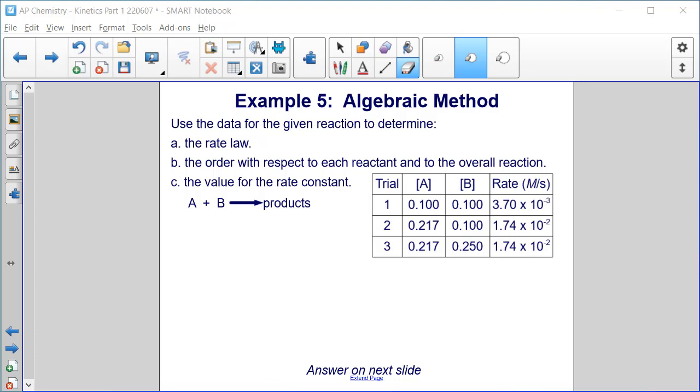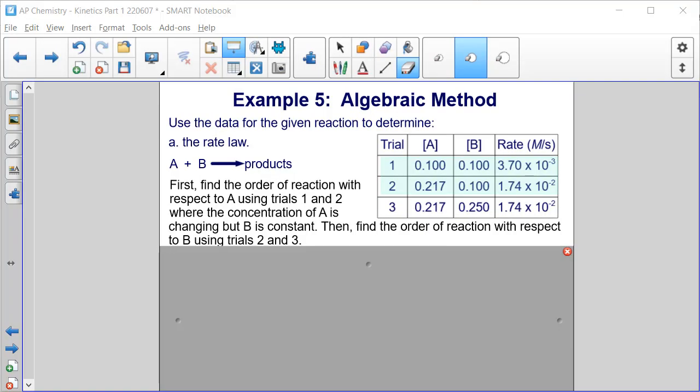All right, here's a fifth example in this unit of determining rate laws. Again, explicitly using the algebraic method. Use the data for the given reaction to determine the rate law, the order with respect to each reactant and the overall reaction, and the value for the rate constant. So here I have some generic reactants A and B, so two reactants this time that produce some generic products. I've got 3 experiments with initial concentrations of both A and B and the initial rate for the reaction in each case.